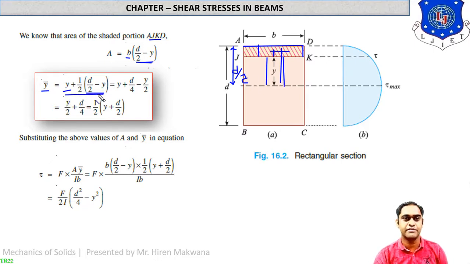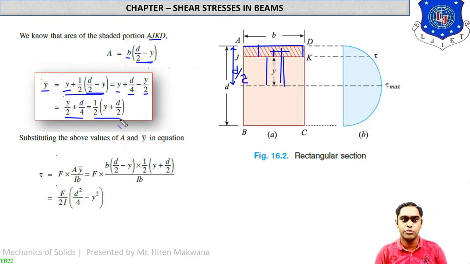By simplifying this, y is as it is, D by 4, half is multiplied in the bracket minus y by 2. Just take an LCM and we will get y by 2 plus D by 4. 1 by 2 will be common out, then it is y plus D by 2 in the bracket. So this is the value of y bar, and the earlier one is the value of area.